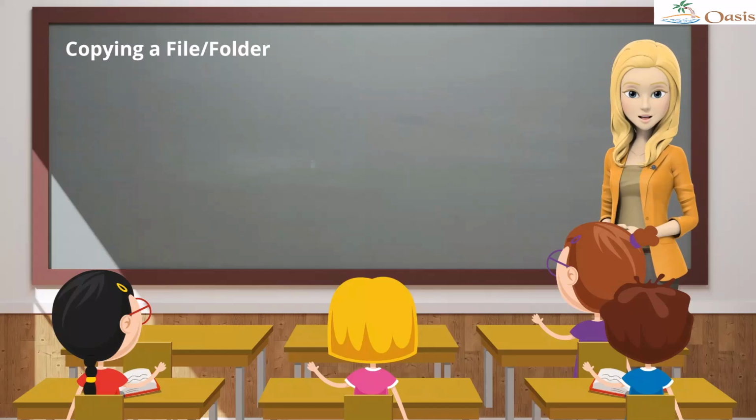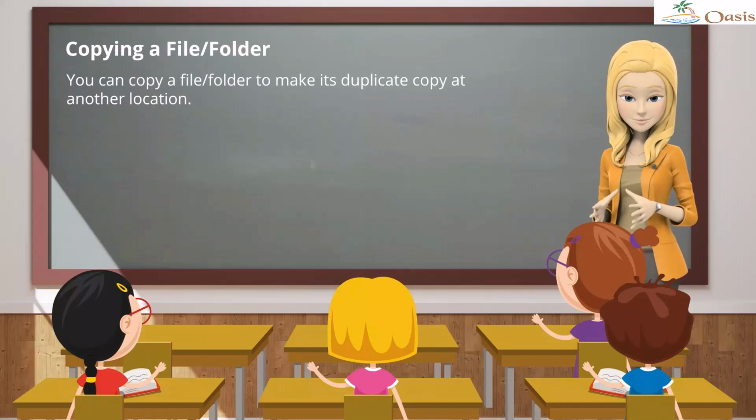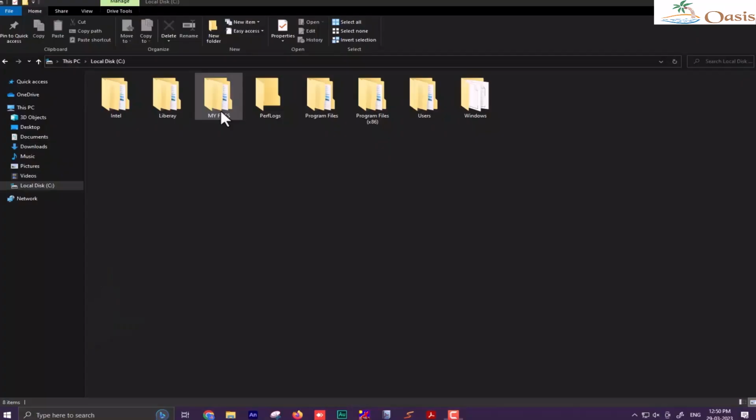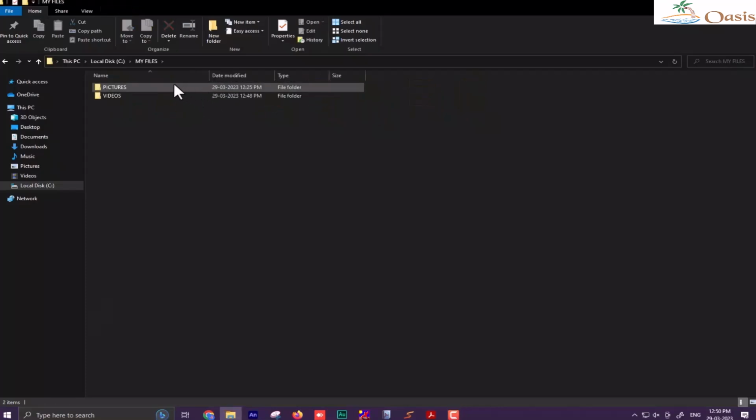Copying a file or folder. You can copy a file or folder to make its duplicate copy at another location. To copy a file or folder, open the location that contains the file or folder you want to copy. Select the file or folder you want to copy. On the Home tab, click the Copy button in the Clipboard group.